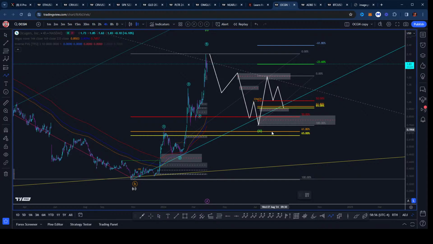So if we're right here, okay, where's your stop? Right here. Where's your target? At least that. If you're thinking it's a 3, you're looking for this.